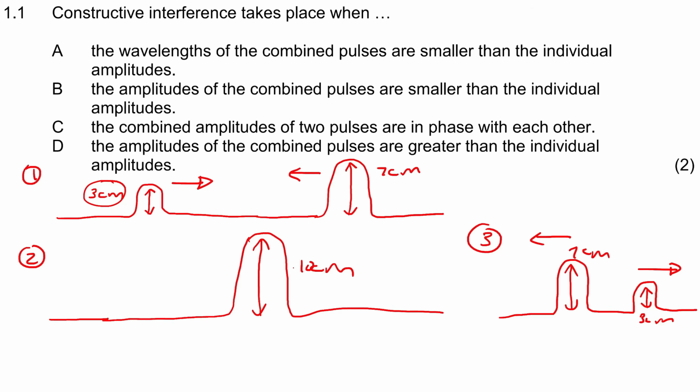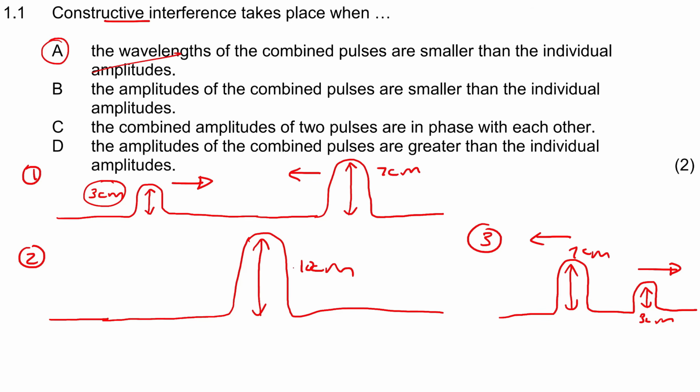Okay, so let's see. Constructive interference takes place when the wavelengths of the combined pulses... Okay, now a lot of stuff here they're talking about is just nonsense that we haven't really learnt about or even spoken about in grade 10. The wavelengths are smaller than the amplitudes. We never really look at wavelengths and then compare that with amplitudes. We do look at wavelength and we do look at amplitude, but we don't really look at them together. They're two sort of different things. The amplitude of the combined pulse is smaller than the individual. No.